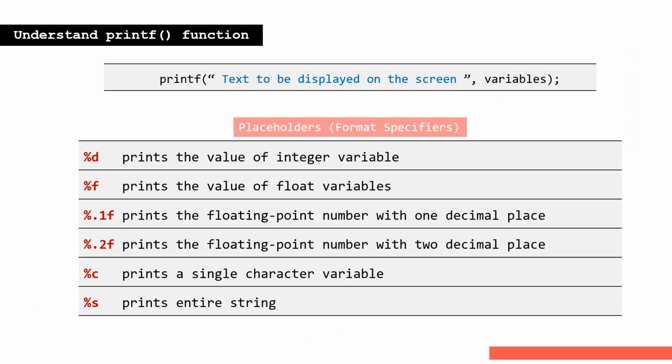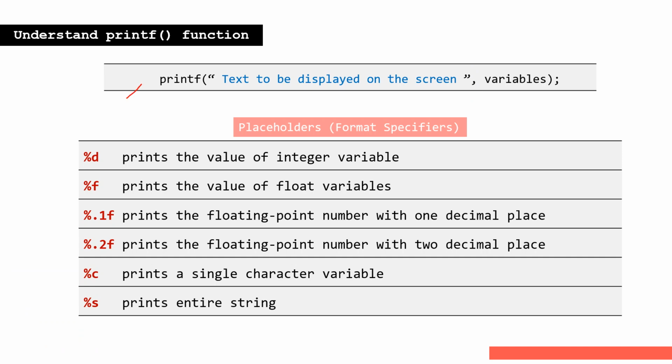Now let us understand the printf function. You have already seen the printf function in a very short detail, only up to this point. But now what if you want to print some value on the screen which is already stored in some variable? The syntax is given over here.